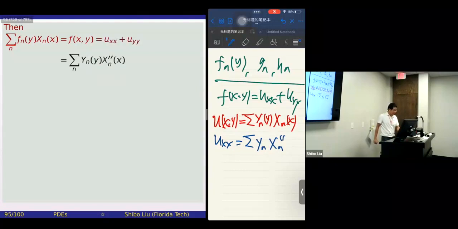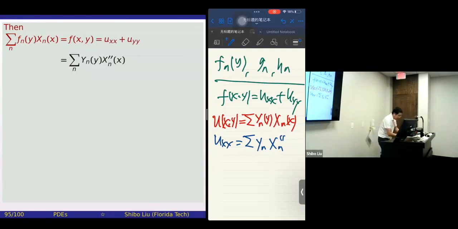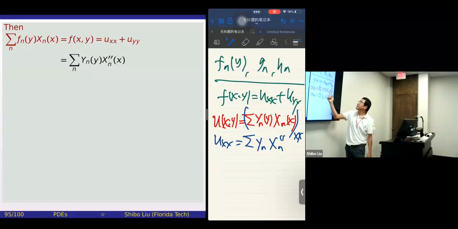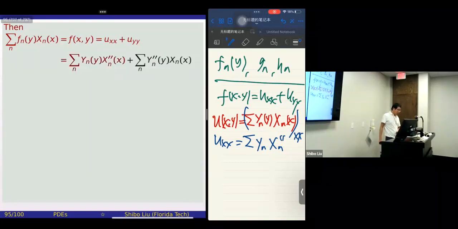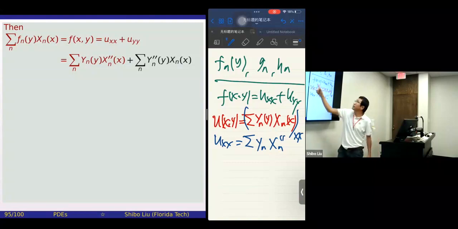So this is u_xx. You take the derivative twice with respect to x, switching the order of summation and differentiation, so the derivative goes inside and leads to X_n double prime. And for u_yy, it is Y_n double prime. Since u is the sum of Y_n X_n, taking the derivative with respect to y, then taking the derivative inside with respect to y, leads to Y_n double prime.